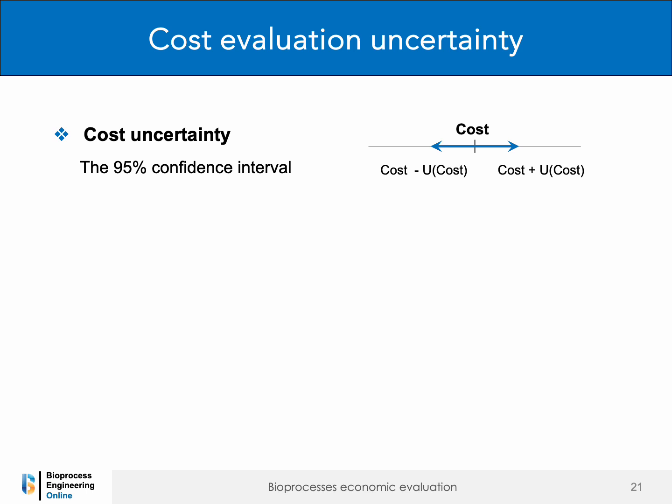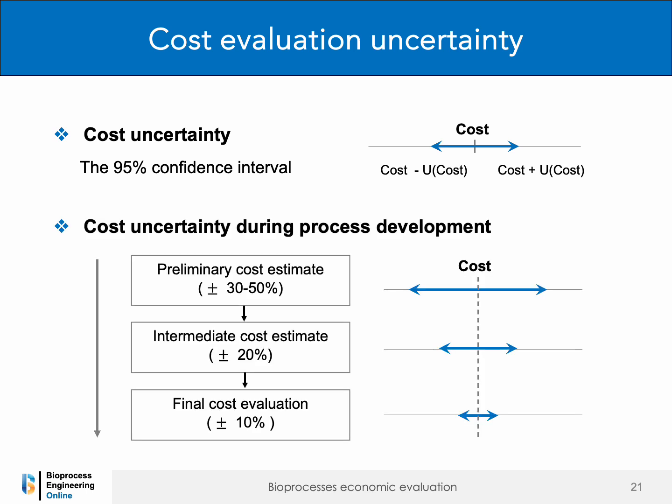Bioprocess cost evaluation should be complemented by an assessment of its uncertainty or precision. Uncertainty typically represents the 95% confidence interval of the obtained cost, calculated using statistical methods such as uncertainty propagation. During the stages of bioprocess development, uncertainty tends to decrease progressively. For instance, it may start at around 50% and reduce to 10% or less by the project's completion.